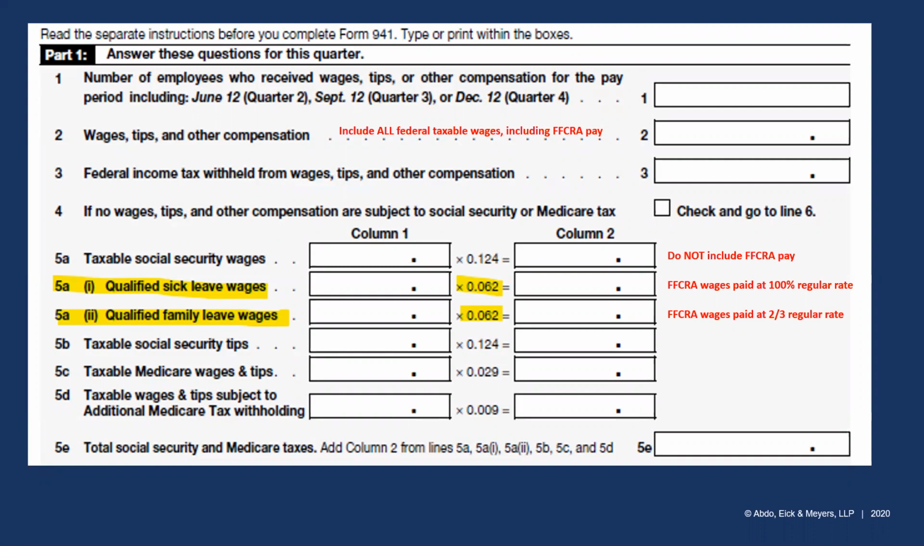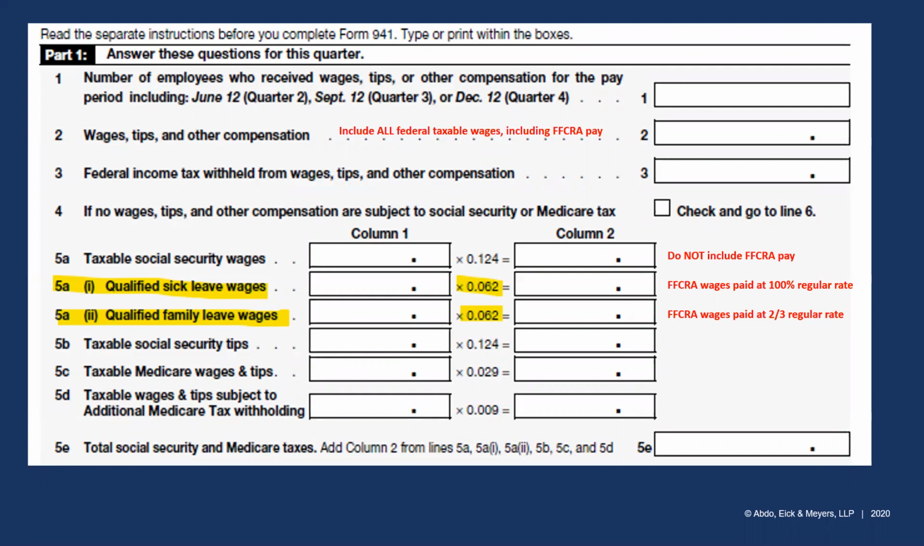So first and foremost, in part 1, line 2, where employers have always historically reported federal taxable wages, that line should still include all federal taxable wages, including FFCRA pay. That should be in line 2. That's going to correspond to, if you total up all 4 quarters of your 941s, box 1 and probably box 16 on your Form W-2.